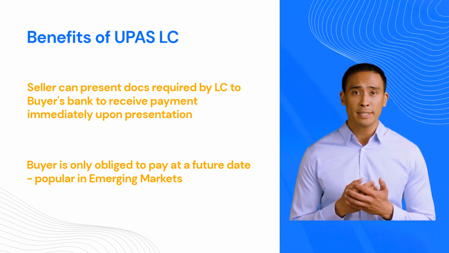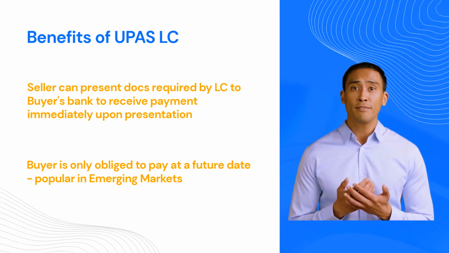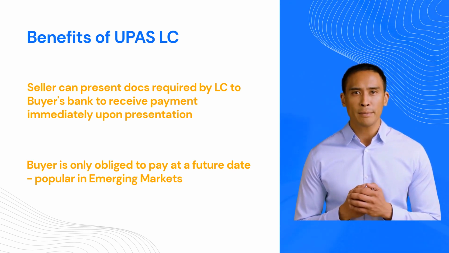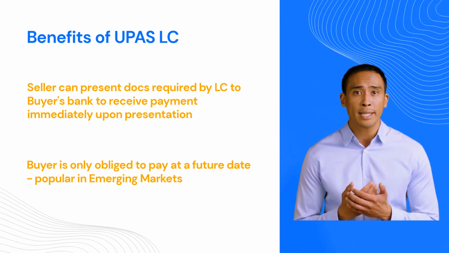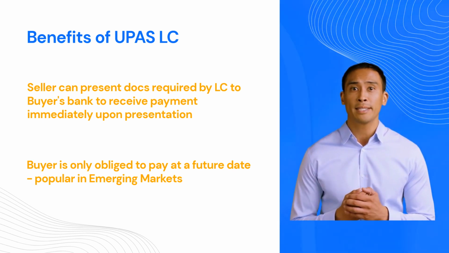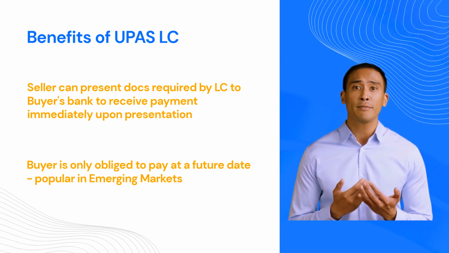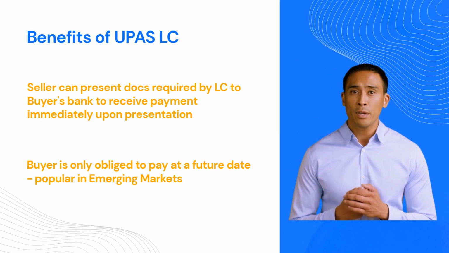The LC serves as a guarantee to the seller that the buyer will pay for the goods or services as specified in the LC, as long as the terms and conditions of the LC are met. The usance aspect of the LC means that payment is due at a future date, while payable at sight means that the seller can present the documents required by the LC to the buyer's bank and receive payment immediately upon presentation, as long as the documents are in order.